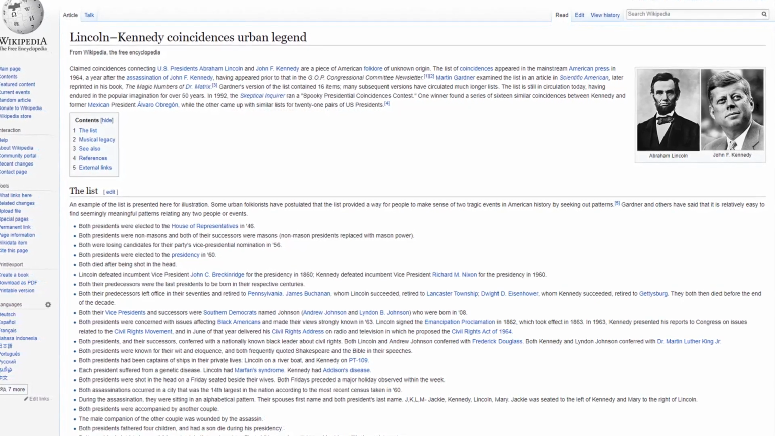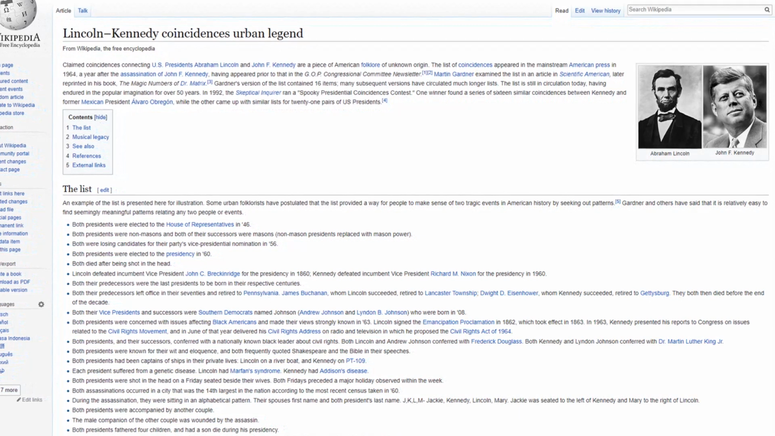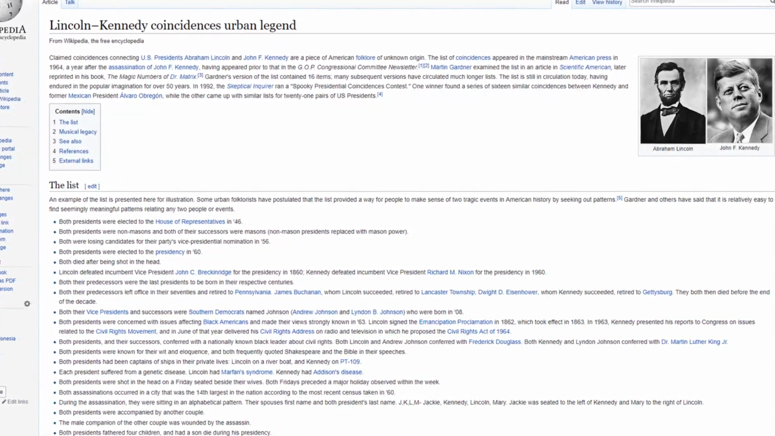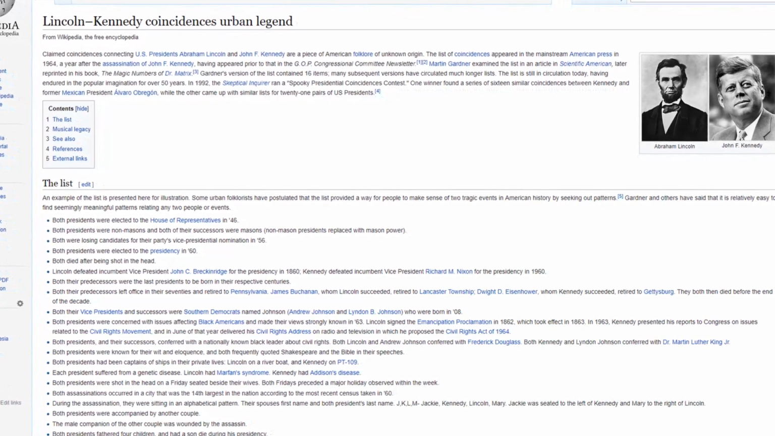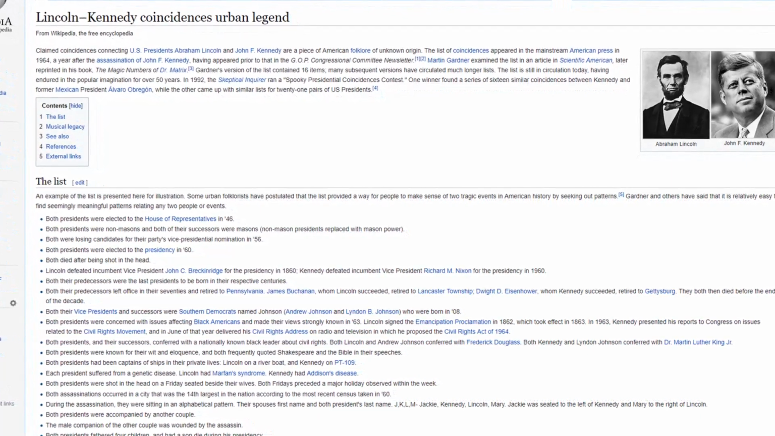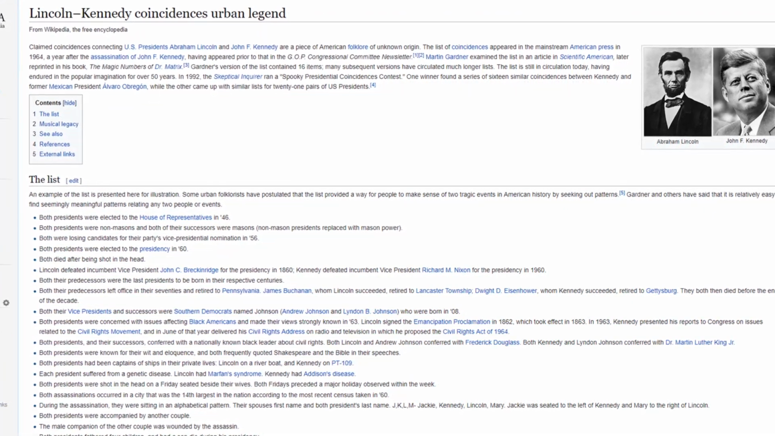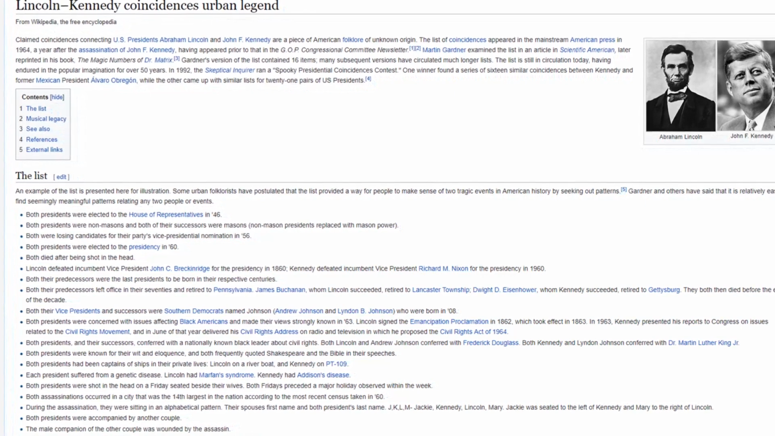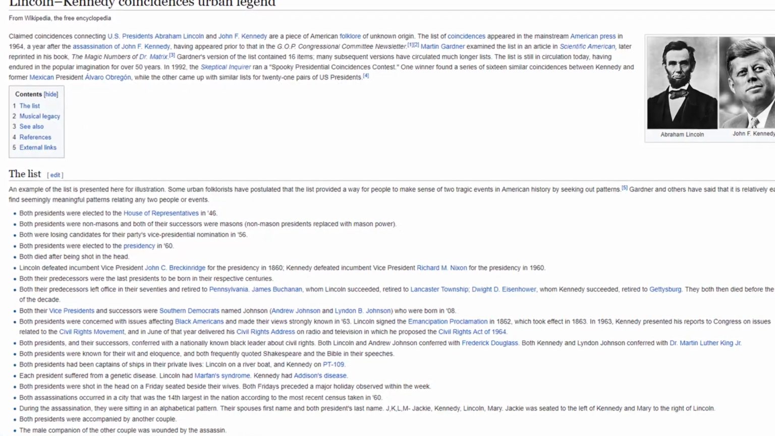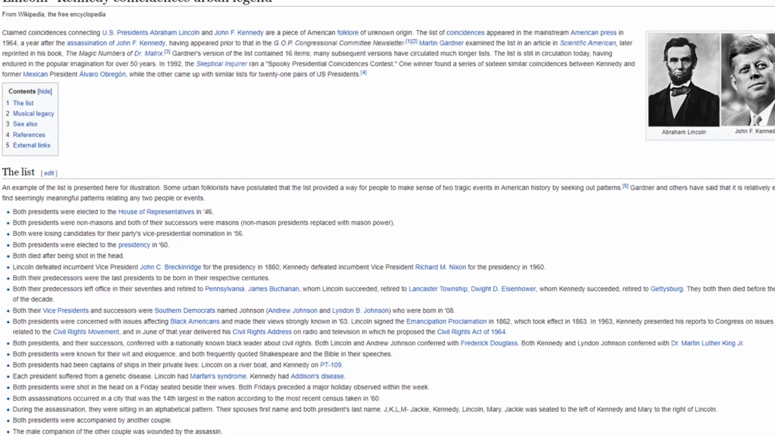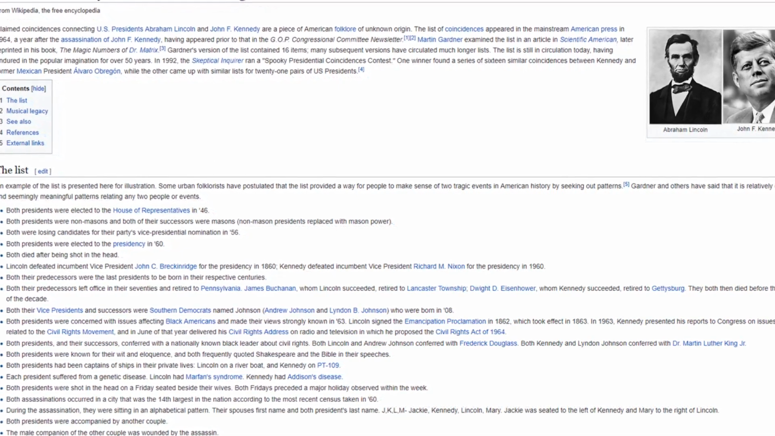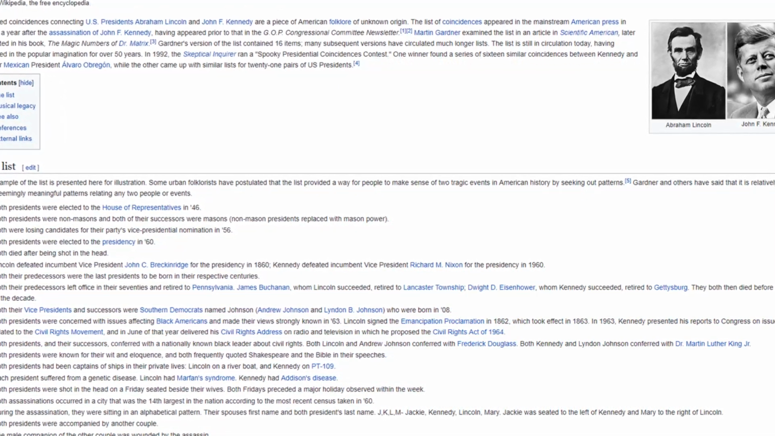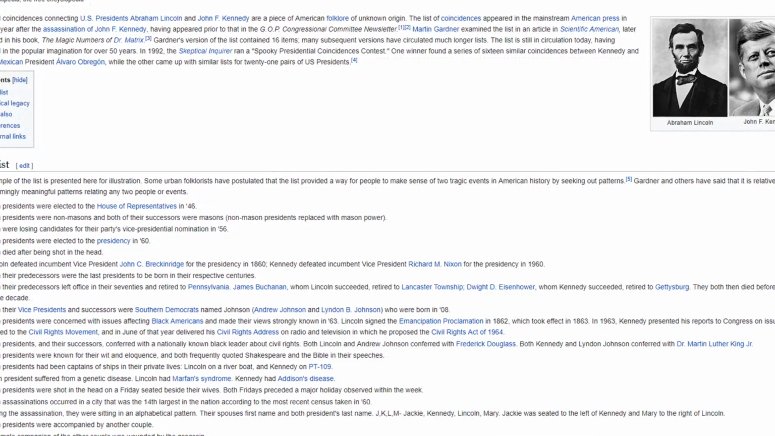So, yesterday I watched this video about the Lincoln Kennedy murders and how there were all these weird similarities in between them. Like, both presidents were shot in the head, both presidents were non-Masons, and both of their successors were Masons. They both were elected to presidency in 60. And there's just this very, very long list with maybe 200 similarities. And it makes you wonder, is there something weird going on here? Or is there a rational explanation?